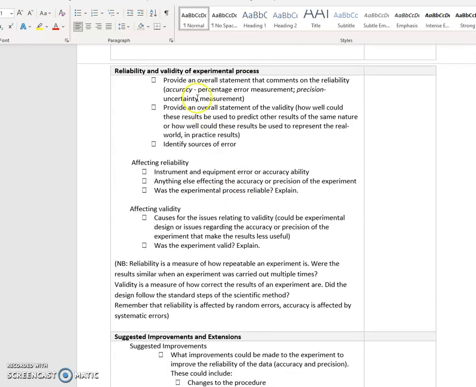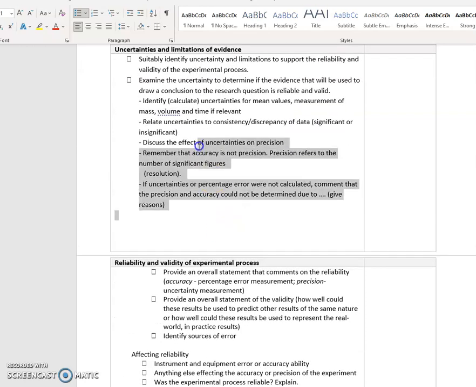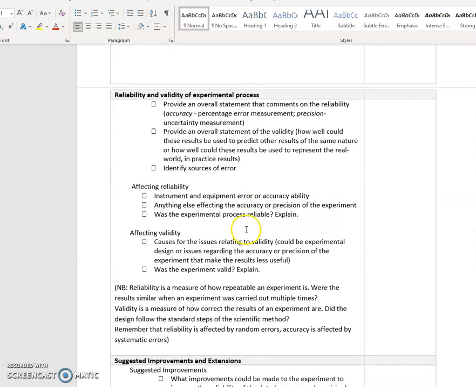Okay, so for the reliability and validity section, the first thing you need to do is provide an overall statement that comments on the reliability of the results of the data that we collected. Now, you've already mentioned that up here in the uncertainties and limitations. So essentially, you start with the overall final statement mentioning the overall reliability of the evidence.